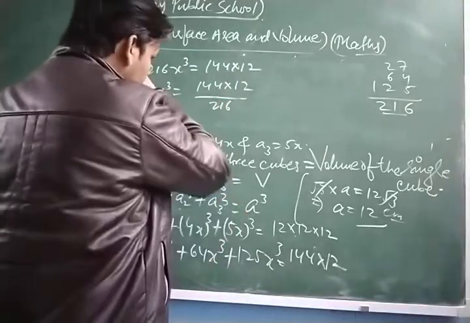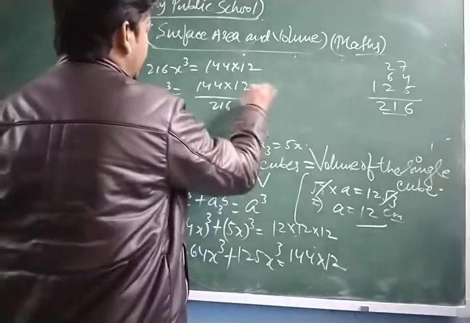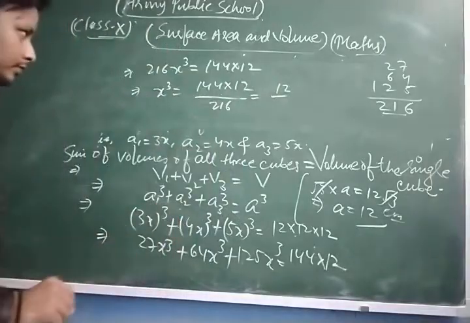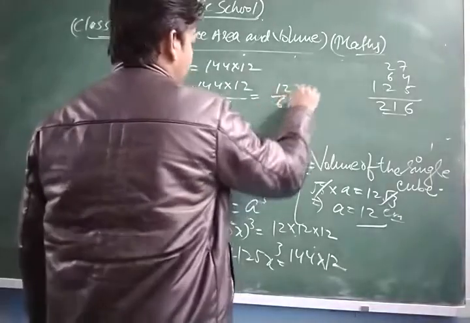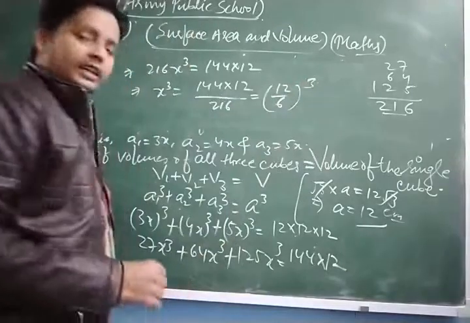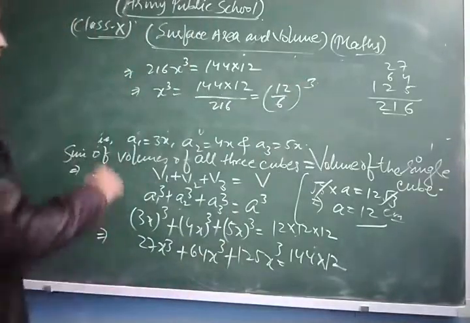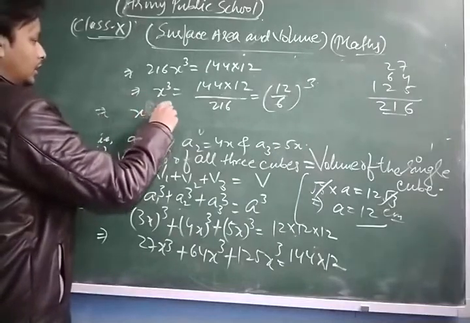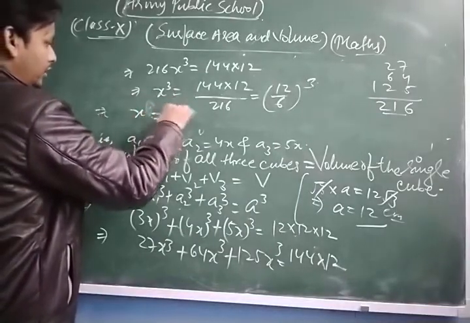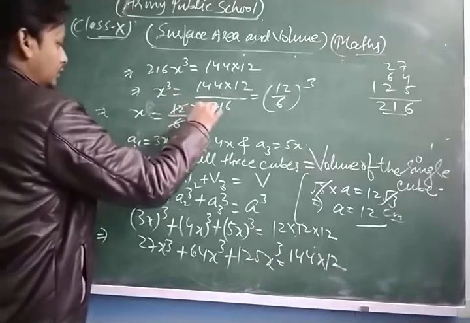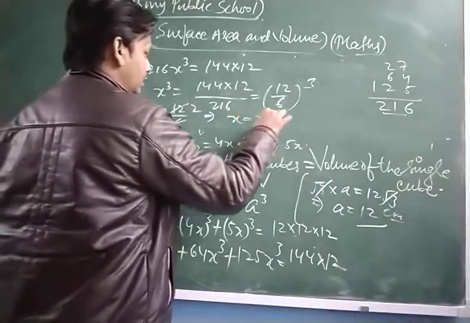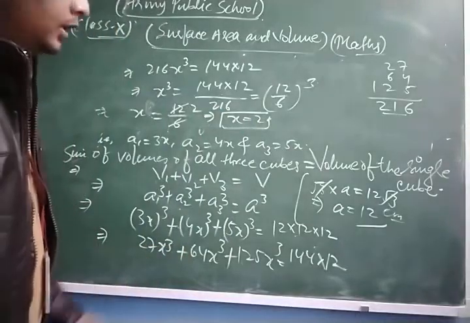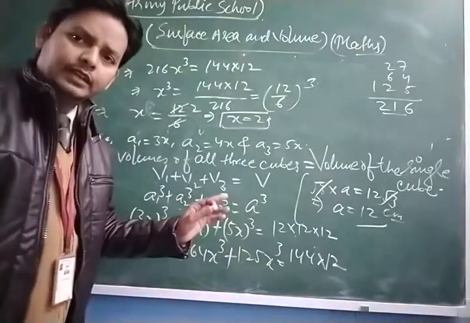Now we can write this as 12 upon 6 whole cube. We can write it this way. So this implies that x is equal to 12 upon 6, that is 2. So the value of x is 2. Thus, in this way we find the value of x, that is 2.